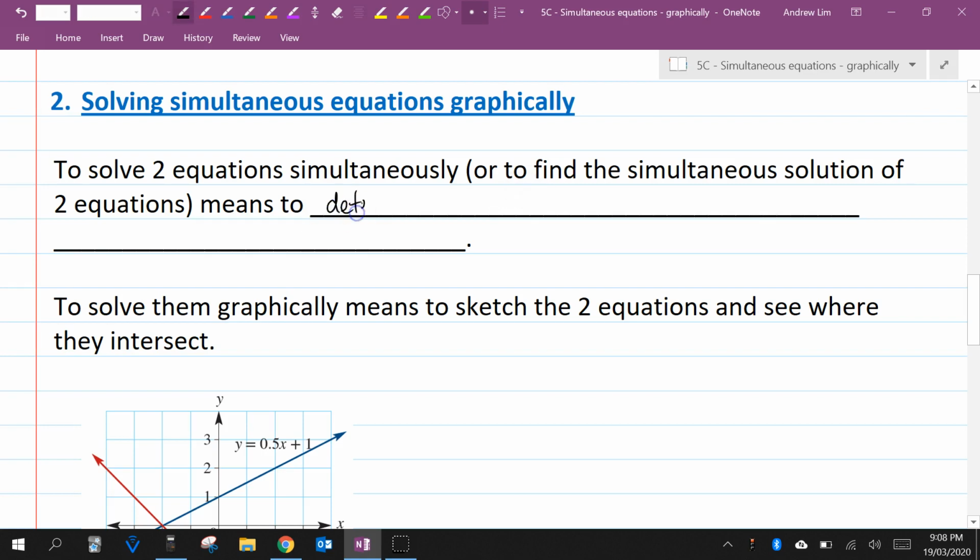to determine the x and y values that make both equations true. Okay, so that doesn't just mean find x or just find y. We need to find both x and y. We need to find the value of both x and y that makes both equations true.